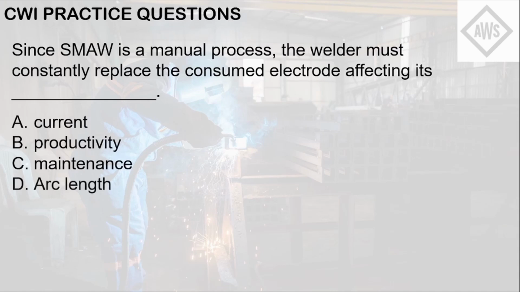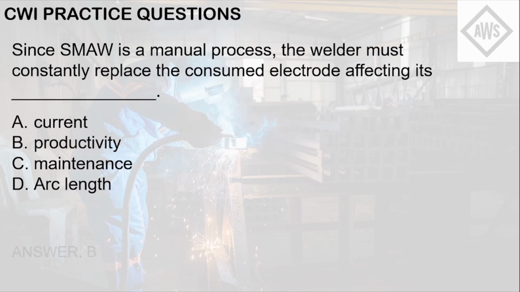So letter A from these choices does not make any sense. If you replace the consumed electrode, it will not affect the current setting of the welding machine. Letter C, maintenance. If you replace the consumed electrode, it does not mean you're maintaining the electrode or the welding machine. So it's not the correct answer. Letter D, arc length. The arc length is the measurement of the weld arc that is produced during the weld. So that's not the correct answer.